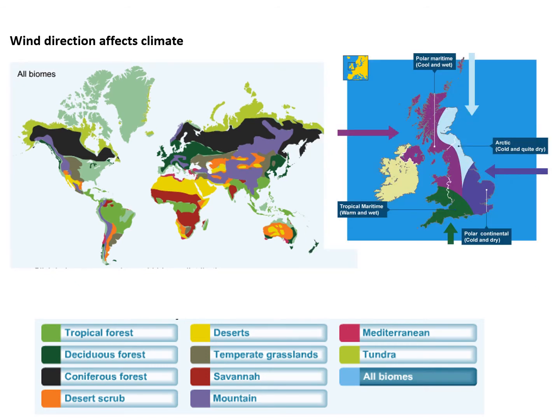The difference in air pressure caused by the rising and falling air in the global atmospheric circulation causes winds to blow from areas of high to low pressure. And the direction the wind blows from will influence the climate.